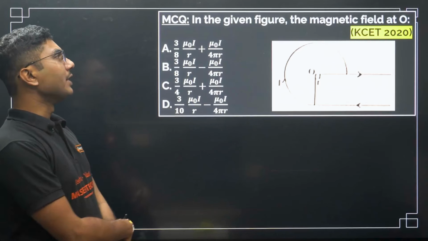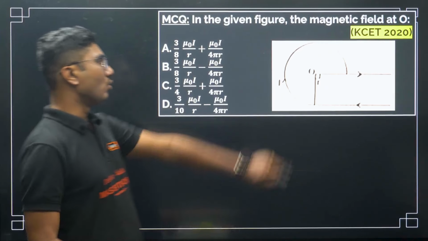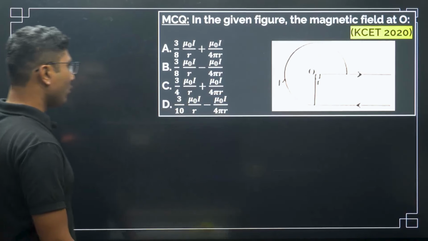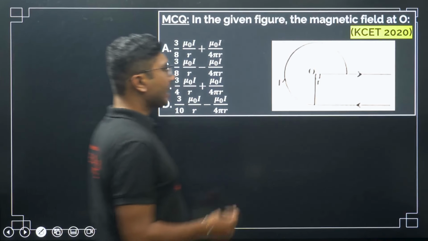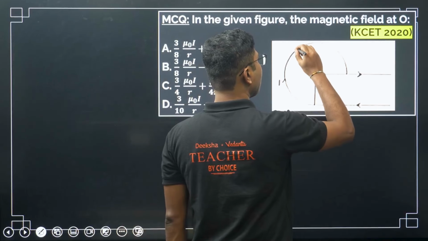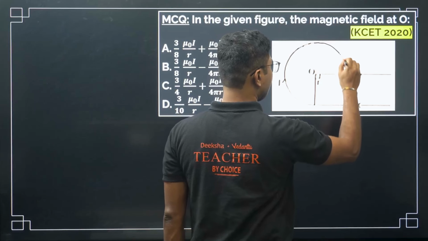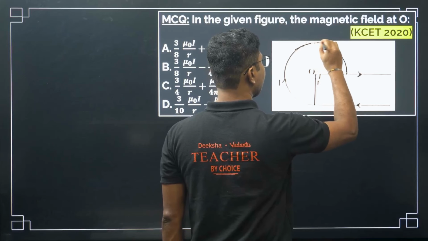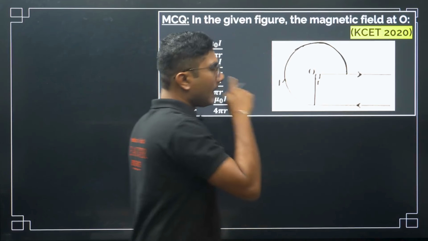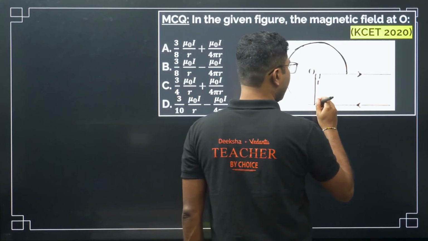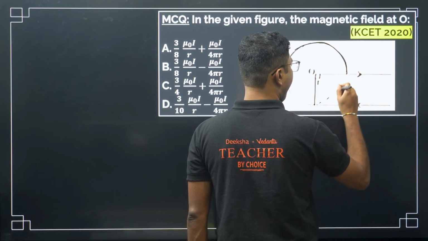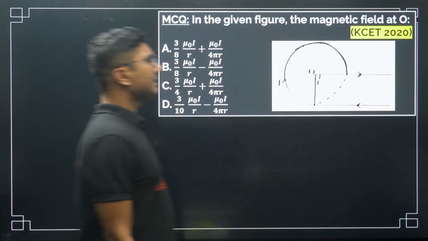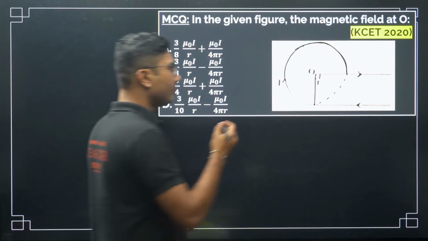In the given figure, the magnetic field at O is given by. So here, if you start with this diagram, you have to remember that this is a part of a circle, right? If you ignore this part for now and complete this, then this would be a simple circle.